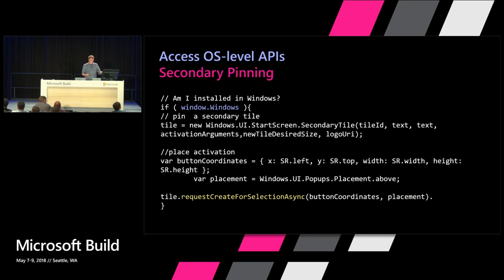You call the tile object, which is inside of this Windows UI namespace, and then you decide the coordinates on the screen for the button, where it's placed. Whenever you want to prompt the user to pin it, you call the tile's request create for selection async. The naming conventions here don't feel very JavaScript in the APIs, but the good side of that is they are equivalent to what the C++ and C# developers use. So if you're looking for documentation and stuff like that, it's quite helpful to be able to go down to the same namespaces.